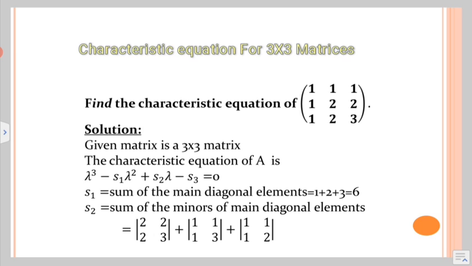What is the minor of the first element 1? The minor of 1 is 2, 2, 2, 3. Am I right? Here 2, 2, 2, 3. Next, what is the minor of the second leading diagonal element? You leave this row and this column. So the minor of this is 1, 1, 1, 3. What is the minor of the element 3? Omitting the row of 3 and the column of 3, you will have 1, 1, 1, 2. That's what is written over here.